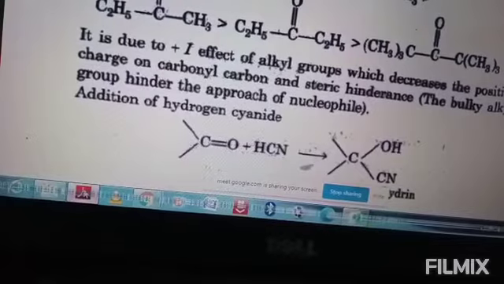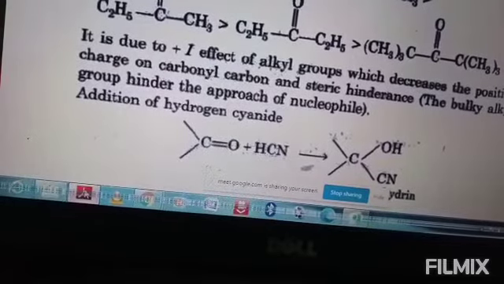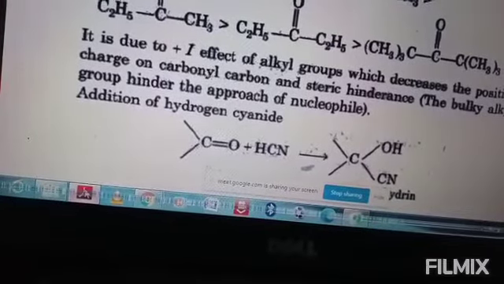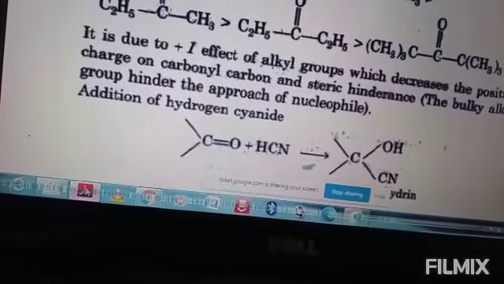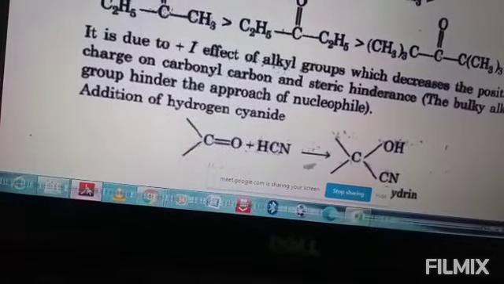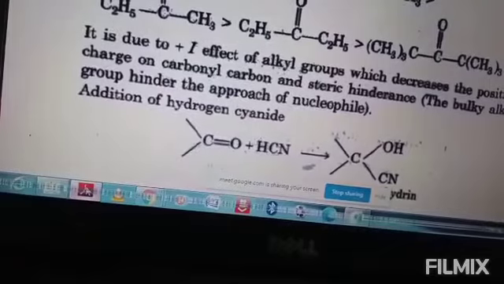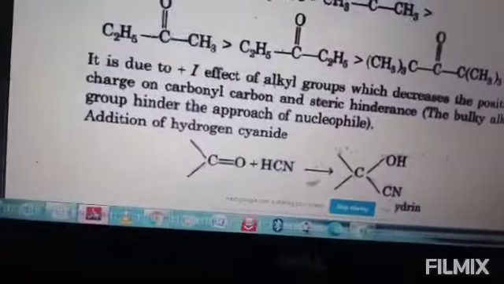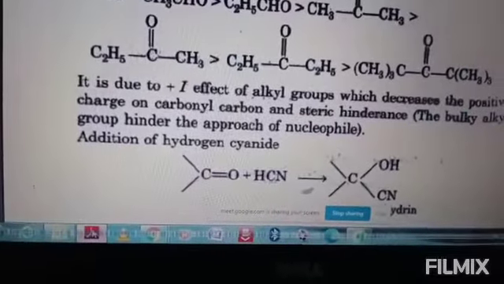The polarity of the carbonyl group is reduced in benzaldehyde due to resonance, and hence benzaldehyde is less reactive than propanal. So this is the answer. If you don't know this one, then you can easily say it like this also.